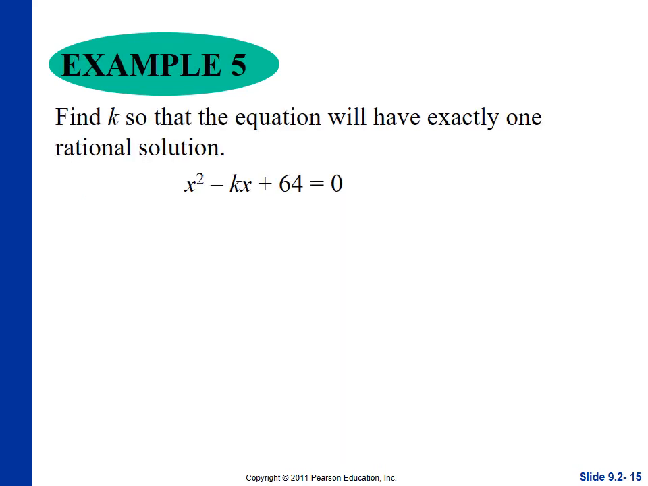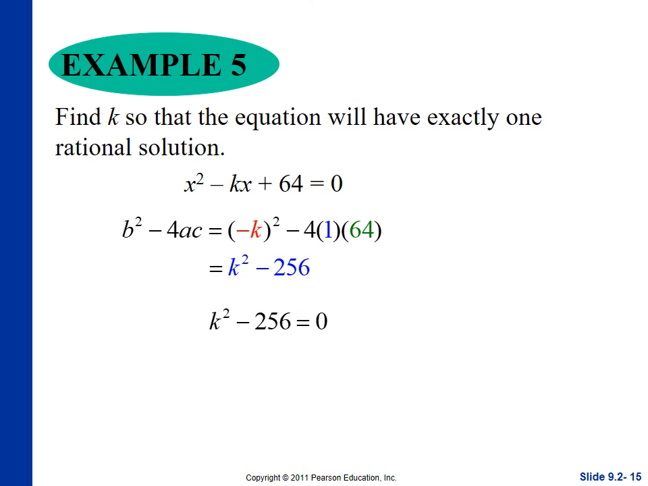Okay. Find k so that the equation will have exactly one rational solution. x squared minus kx plus 64. So basically, to have one rational solution, we know that b squared minus 4ac is equal to, where we have negative k squared minus 4 times 1 times 64. So k squared minus 256. So we're going to set that equal to 0. Okay, we're solving a quadratic here. And this is a difference of two squares because 256 is a perfect square.